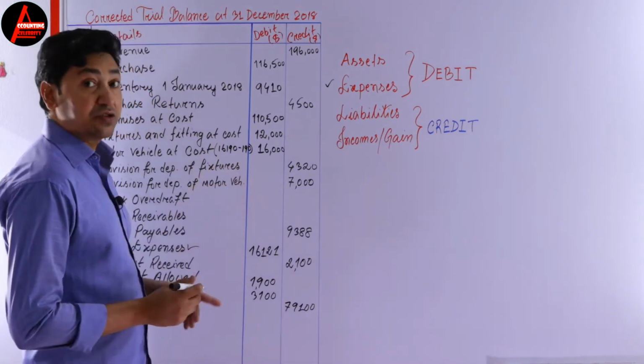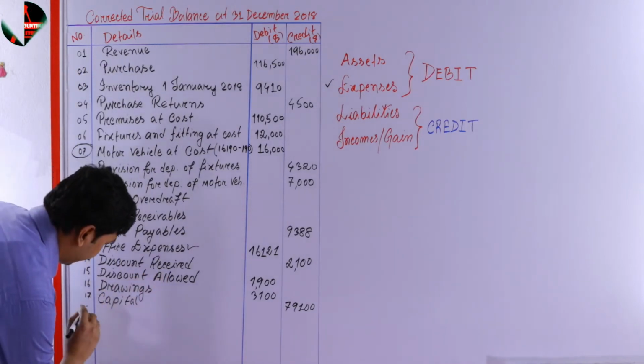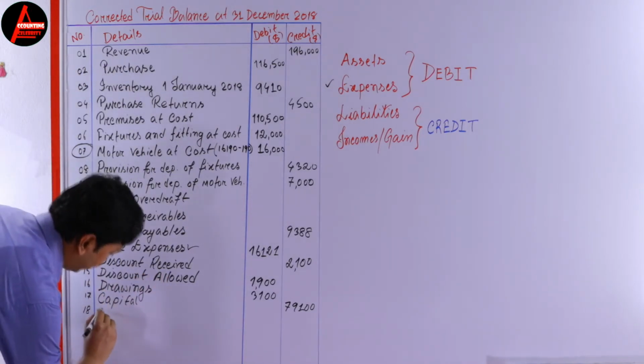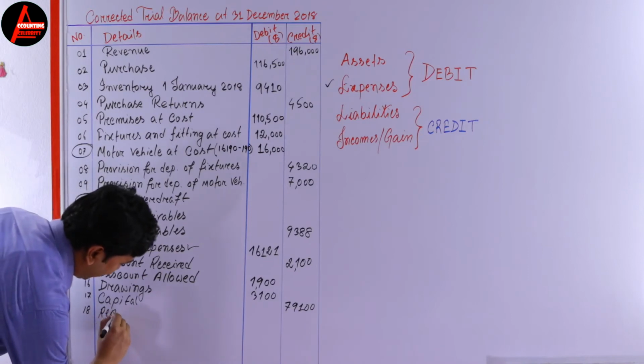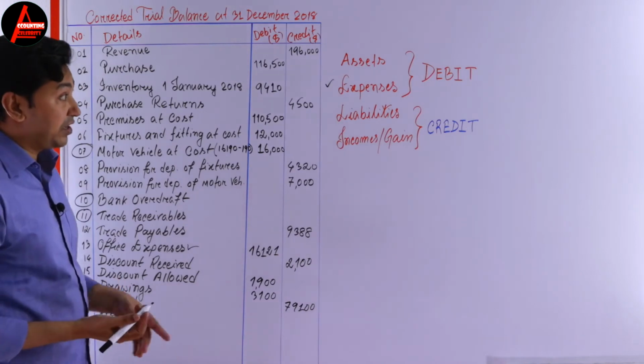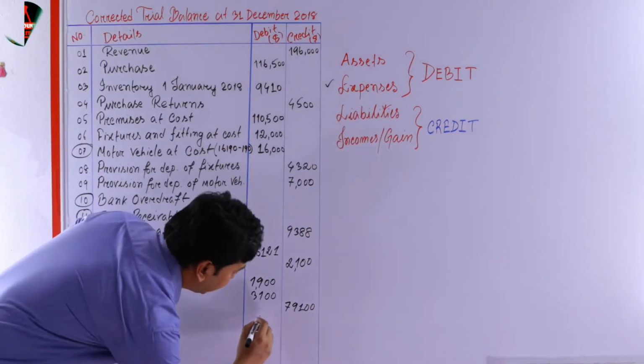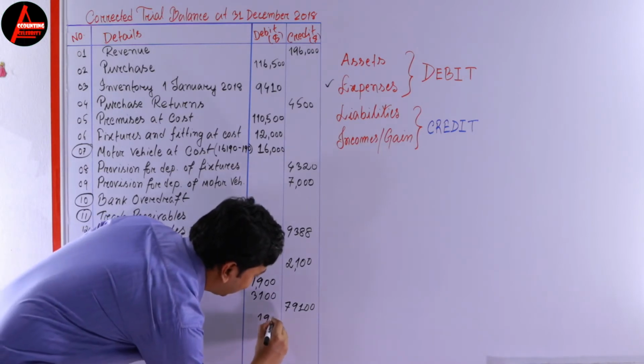Now this value, this 190, will come in this trial balance. So let us write here 18. So it is repairs, R-E-P-A-I-R, repair. Okay, so it is an expense. So already you know expense has debit balance, so we have to write in the debit column. Let us write here in the debit column $190.